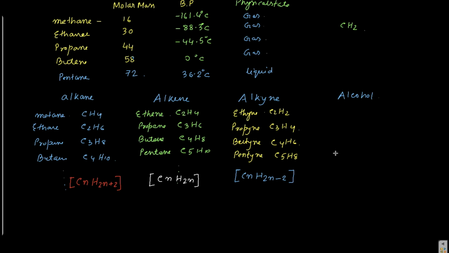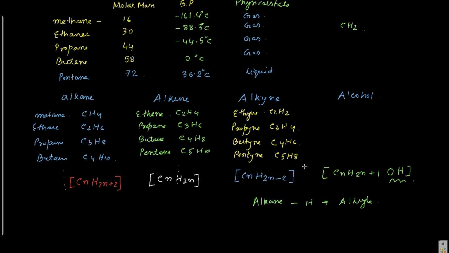Alcohol is CnH2n plus 1 with OH associated with it, very important for your class 11 chemistry, because when OH is there, you can say it is an alcohol. And why is it CnH2n plus 1, and not CnH2n plus 2? Because if an alkane loses one hydrogen, it becomes an alkyl.